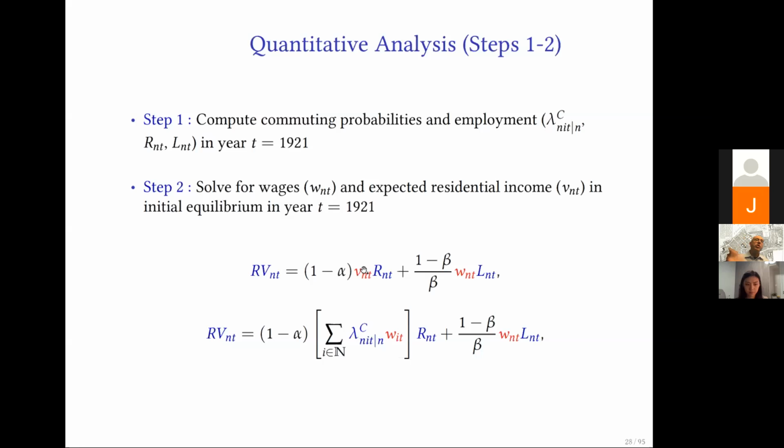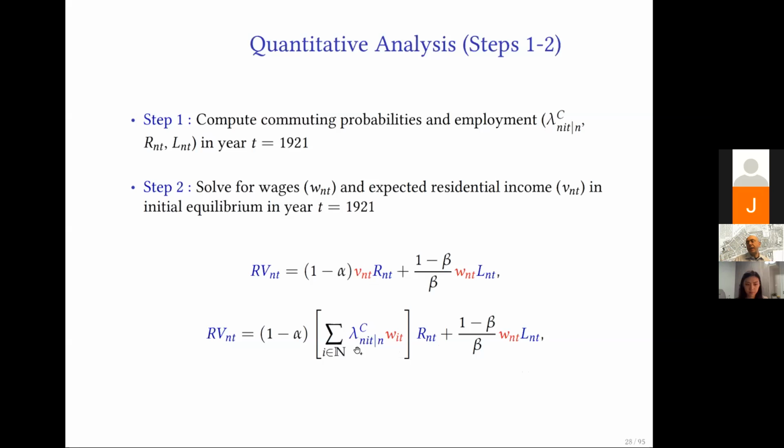And residential use of floor space turns out to be proportional to the income of residents, which is the number of people who live in every location times their average income. And what is people's average income inside this model? Well, that's just the wage in every workplace multiplied by the probability you commute to that workplace from this particular residence. And so in our initial year in 1921, we see in the data the number of people who live in every place R and the number of people who work in every place L.